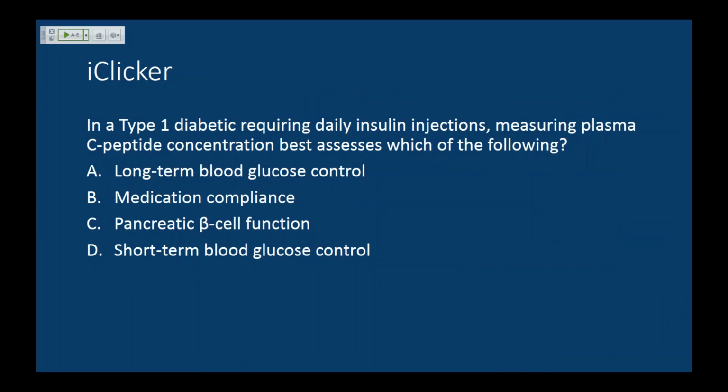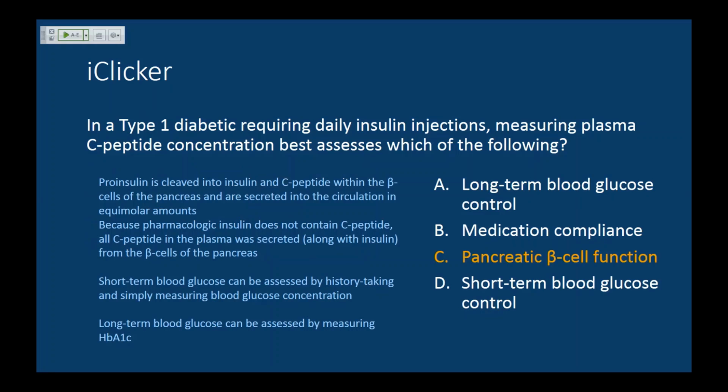As far as the other options, long-term blood glucose control, you may have heard of hemoglobin A1C, not really important for the MCAT. Short-term control, you can take a history and just measure their blood glucose. And then medication compliance, again, the medicine we give does not consist of C-peptide, so that doesn't work.